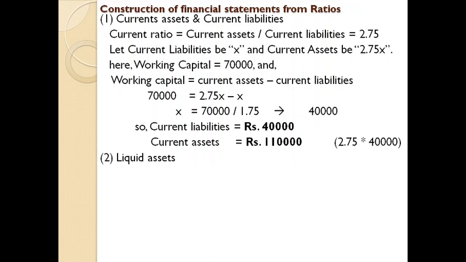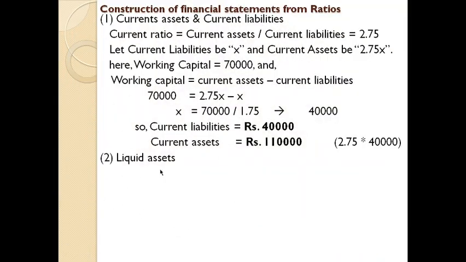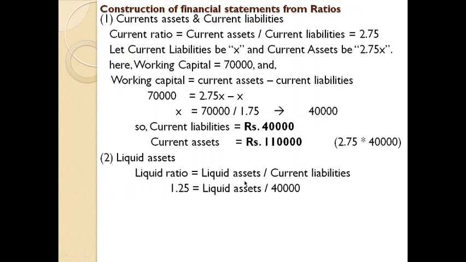Liquid ratio is 1.25. See, here liquid ratio is 1.25. On the basis of liquid ratio, we can find liquid assets. Liquid ratio equation is liquid assets divided by current liability. Here liquid ratio is 1.25, which is already given in the question. We don't know liquid assets and current liability. Just now we found the value of current liability. So by substituting the details given in the question, you can find liquid assets rupees 50,000. That's how you find liquid assets.